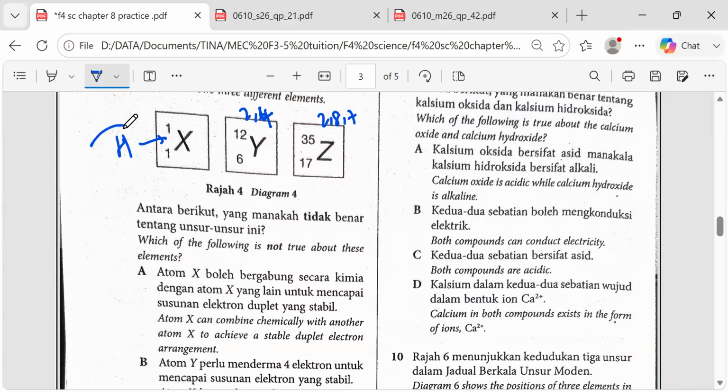Yes. Duplet means now it has only one electron. It bonds with another one, it forms duplet. Duplet is 2, that is 8. Okay, so this is correct.